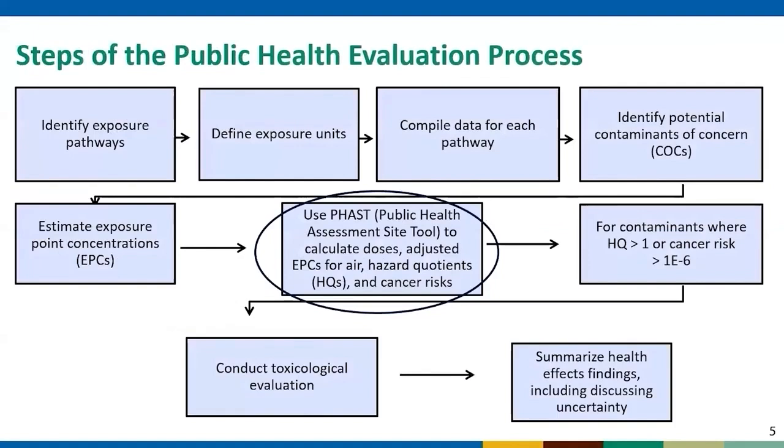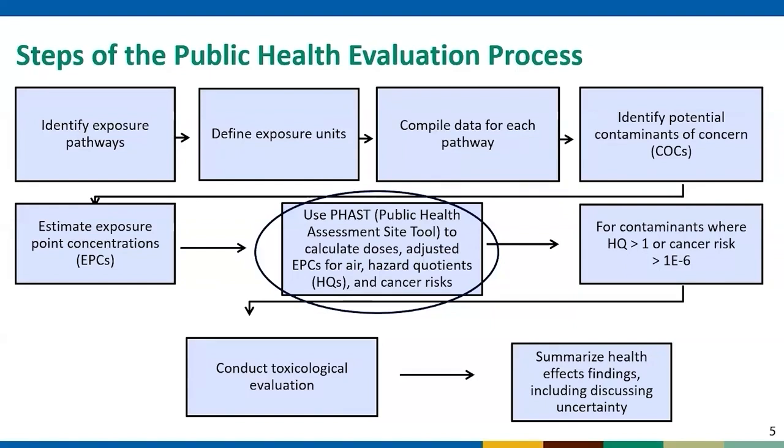You're probably familiar with this schematic on the steps of the public health evaluation process from other training modules and webinars. As shown in this slide, the public health evaluation process has many steps. These include the following. Identify exposure pathways, define exposure units, compile data for each pathway, identify potential contaminants of concern, often called potential COCs, through a screening analysis, estimate exposure point concentrations, called EPCs for short, use ATSDR's FAST to calculate doses, adjusted EPCs for air, hazard quotients, and cancer risks. Evaluate contaminants further by conducting an in-depth toxicological evaluation when an HQ exceeds 1 or a cancer risk exceeds 1 × 10⁻⁶.